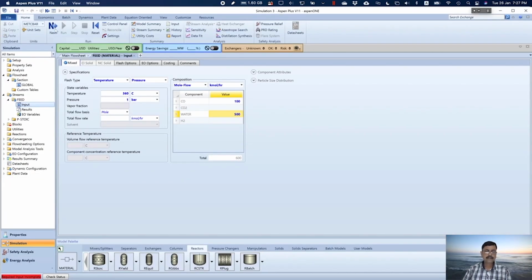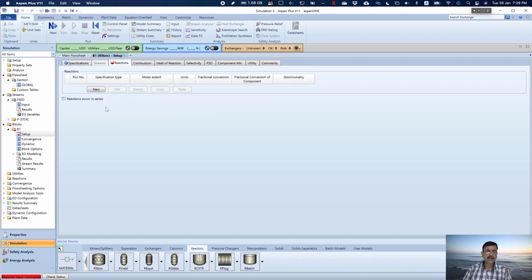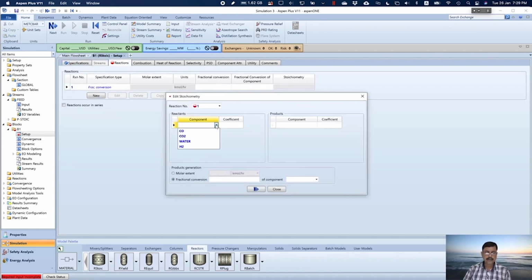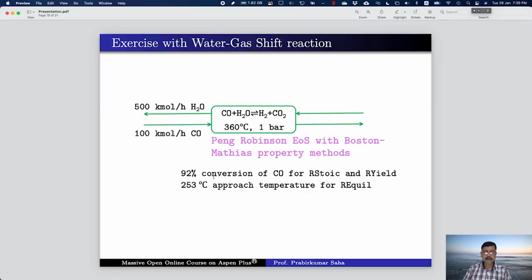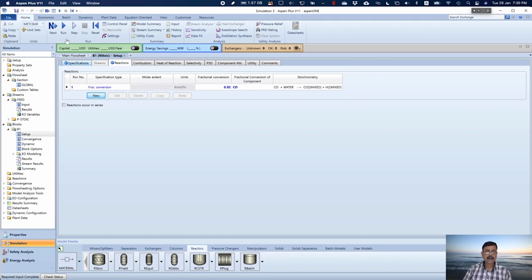So press next. Now it is asking for the inputs for the R stoic model. So temperature and pressure we have to specify, 360 and 1 bar, and the reaction. For the reaction we have to press new, and here component CO, carbon monoxide, reacts with water to form carbon dioxide and hydrogen. So coefficient -1 because they are reactants and these are products. And fractional conversion has to be given, which is 92% conversion of CO. So 0.92 of CO. Press next. Now it is ready to run. So run. The result is available.